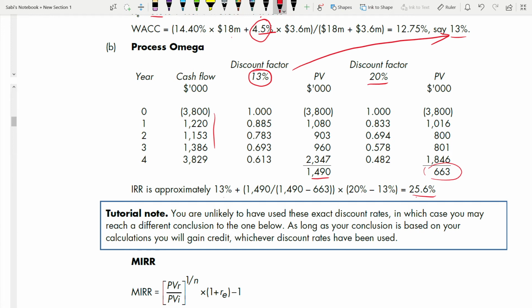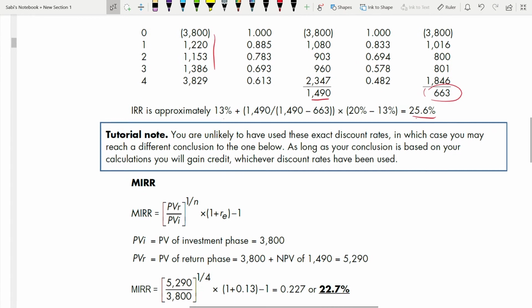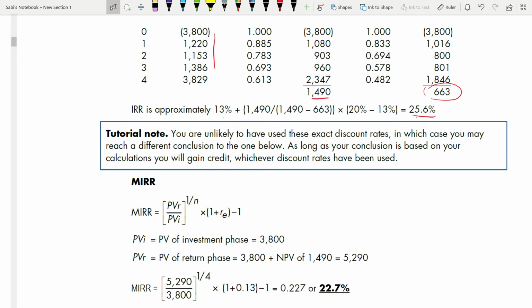For MIRR, the formula is given in the formula sheet, but the IRR formula is not given. So the IRR formula you should know. You should memorize the formula. Now, one note is here. Please read this note: you're unlikely to have used exact discount rates, in which case you may reach a different conclusion. As long as your conclusion is based on your calculations, you will gain credit, whichever discount rates you have used. So it does not matter which discount rate you use. The conclusion you reach based on that calculation is what will get you marks.